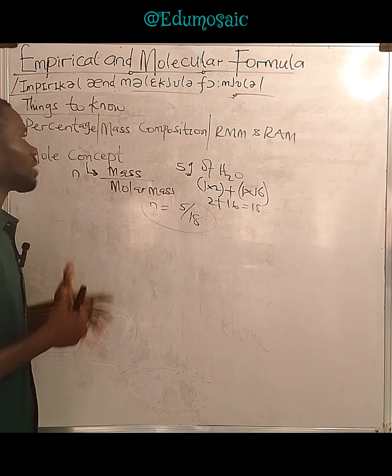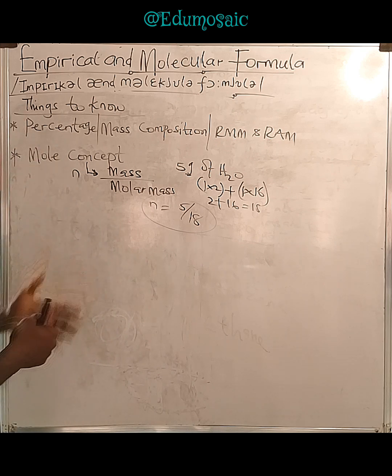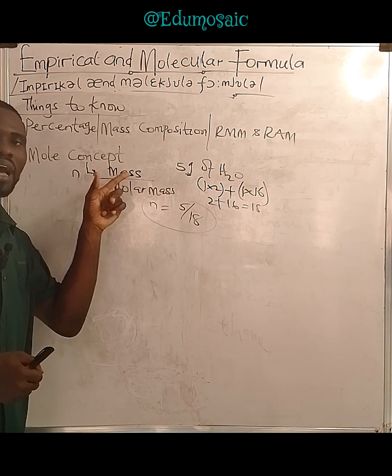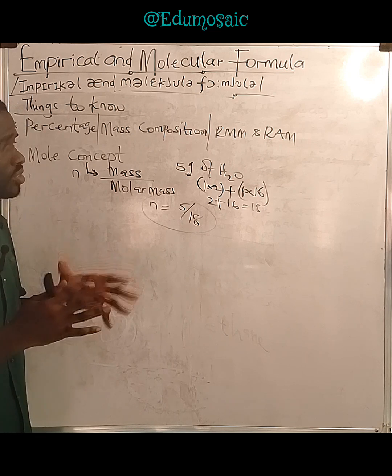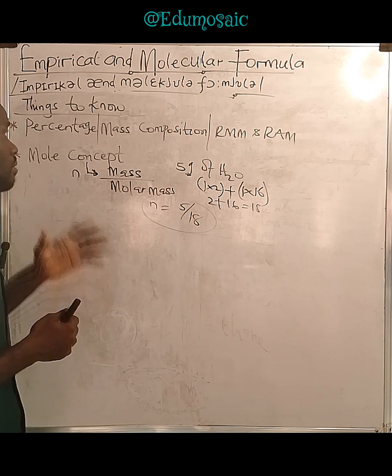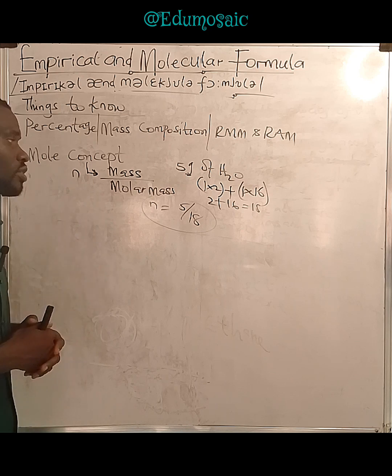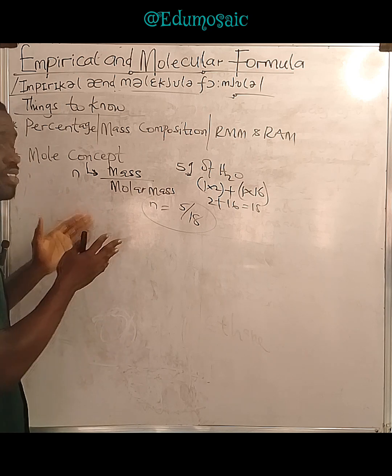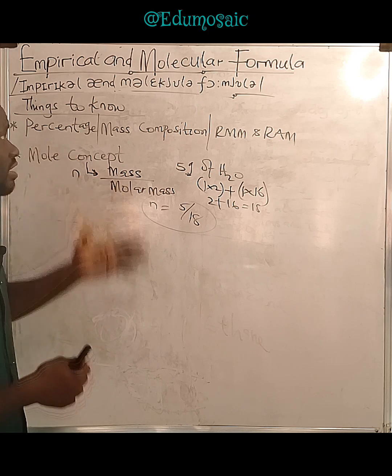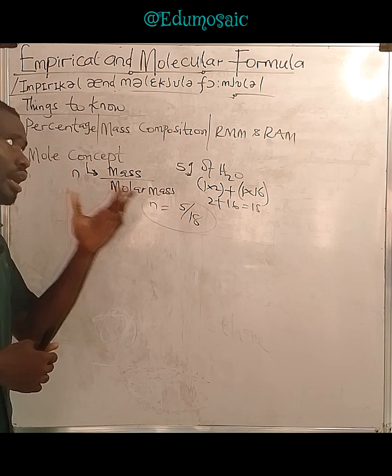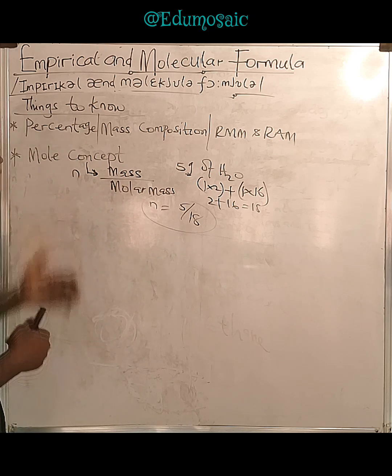So now, when it comes to empirical formula and molecular formula, it's not a must. You're going to use our mass. Sometimes you could use the percentage composition, or we call it a percentage composition or mass composition. So these things must be known before we start our calculation. So first of all, percentage or mass composition, and RMM and RAM, and then mole concept.